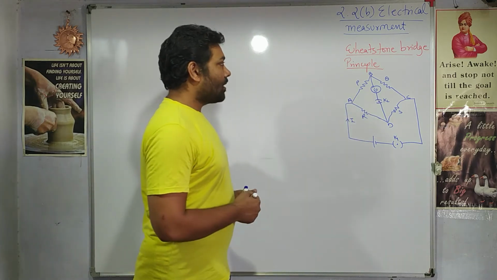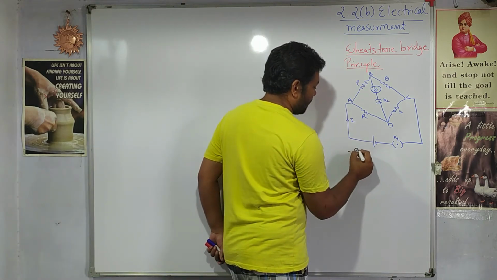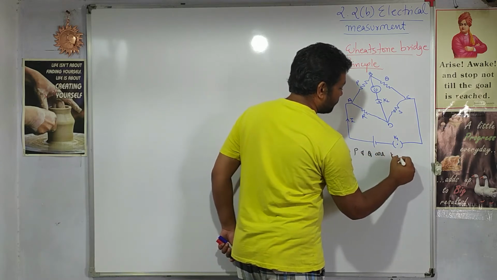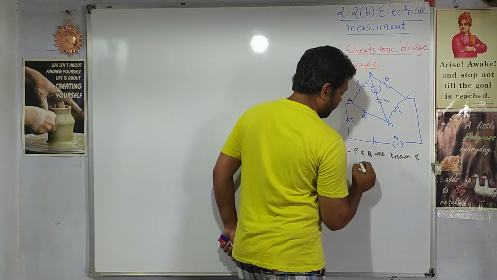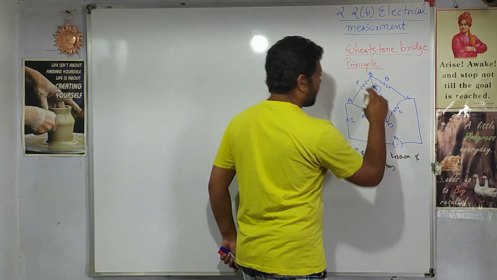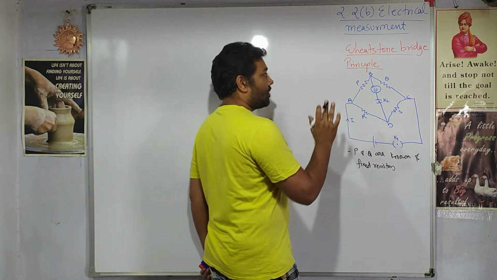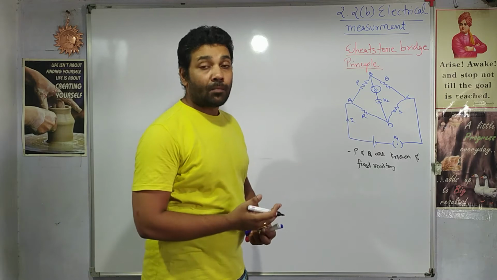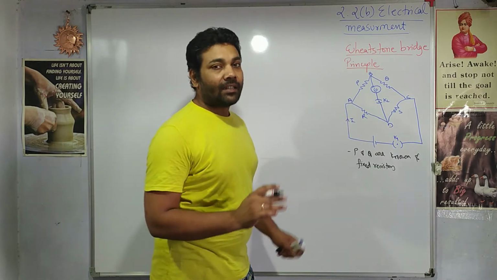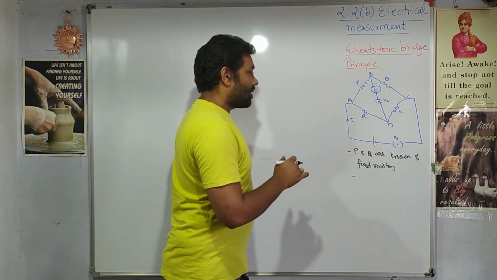I'll write down some description about the Wheatstone bridge. P and Q are known and fixed resistors. Their values are fixed, and selected so that the Wheatstone bridge principle may be applied and proved. What their values are exactly, we do practically. This is a theoretical explanation.